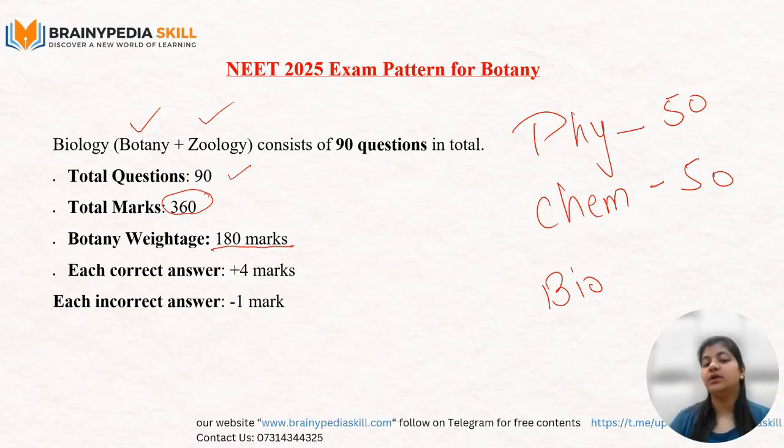Right? Okay. So if I talk about botany alone, then it contains about 180 marks, in which every correct answer will give you 4 marks and every wrong answer will give you minus 1 mark. So I would suggest you all please not to play a guessing game in these questions. It will not help you very much. Okay? So now let's move forward.